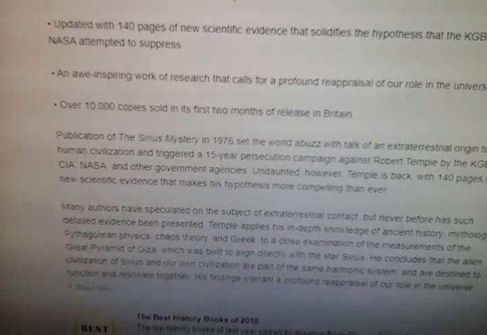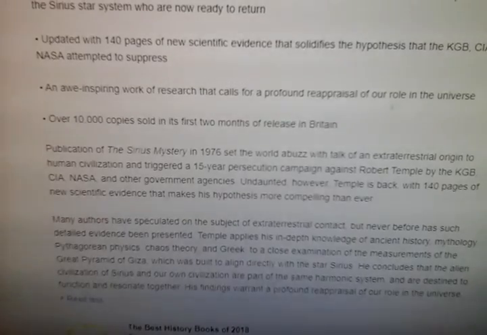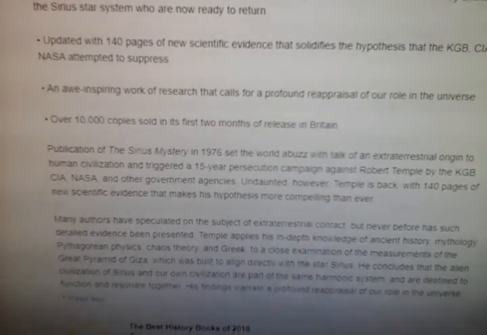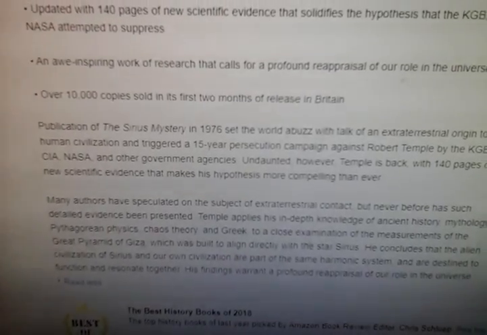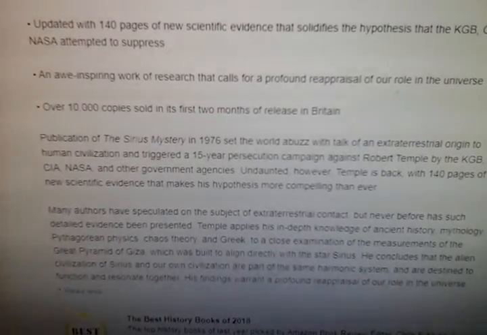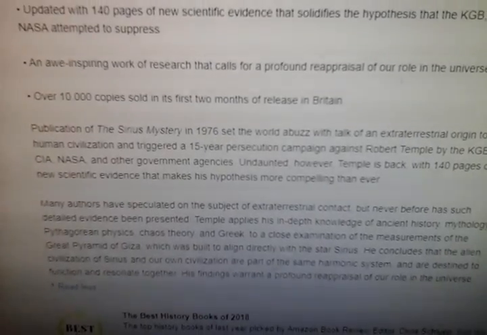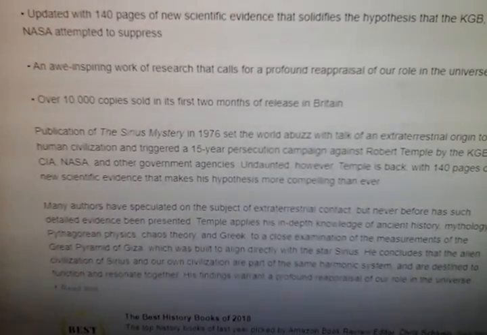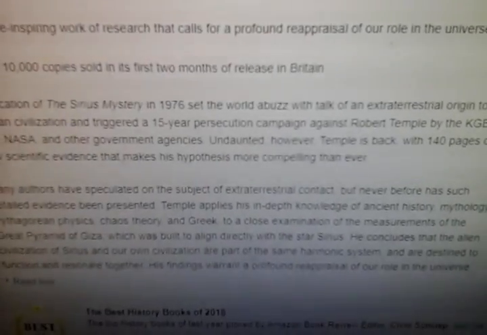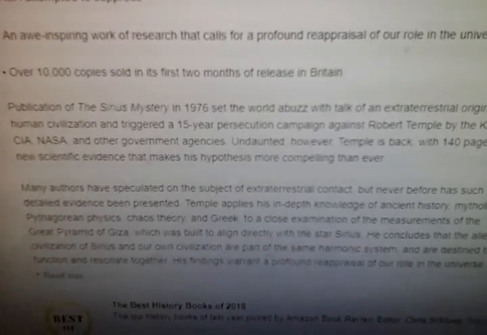Many authors have speculated on the subject of extraterrestrial contact, but never before has such detailed evidence been presented. Temple applies his in-depth knowledge of ancient history, mythology, Pythagorean physics, chaos theory, and Greek to a close examination of the measurements of the Great Pyramids of Giza, which was built to align directly with the star Sirius. He concludes that the alien civilization of Sirius and our own civilization are part of the same harmonic system and are destined to function and resonate together. You see that? I got this book at the crib.